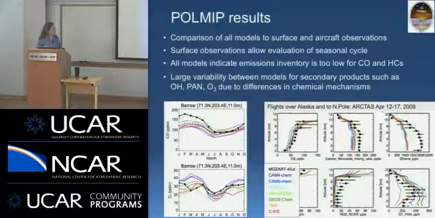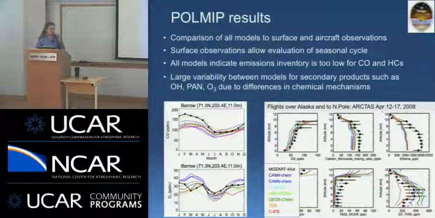This is from several days of the NASA DC-8 profiles over and near Alaska and northward. So the models all consistently underestimate carbon monoxide and hydrocarbons. So that's a good indication that the emissions are too low.